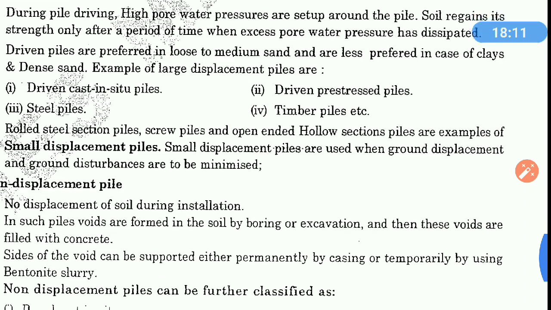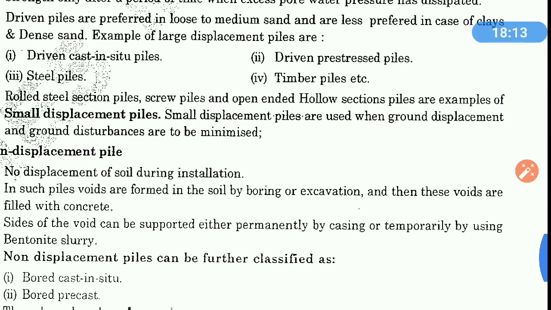Examples of large displacement piles are driven cast in situ piles, driven pre-stressed piles, steel piles and timber piles, etc. Rolled steel section piles, screwed piles and open-ended hollow section piles are examples of small displacement piles. Small displacement piles are used when ground displacement and ground disturbances are to be minimized.